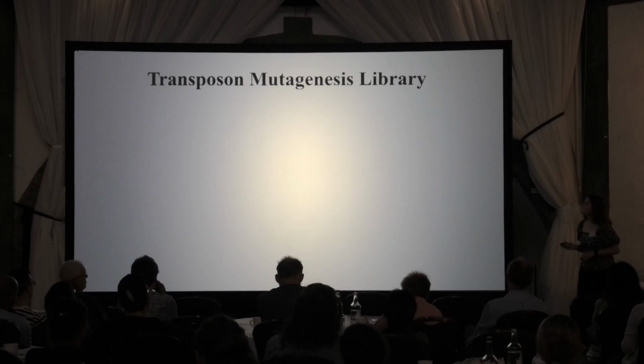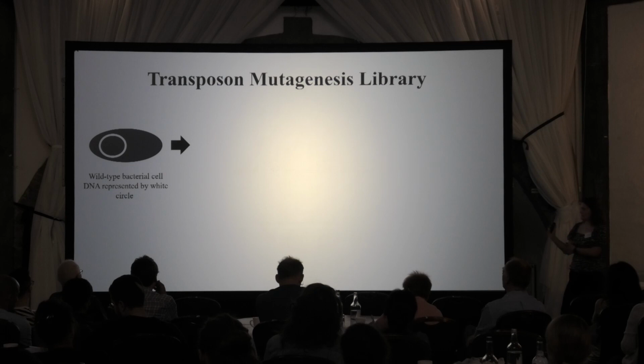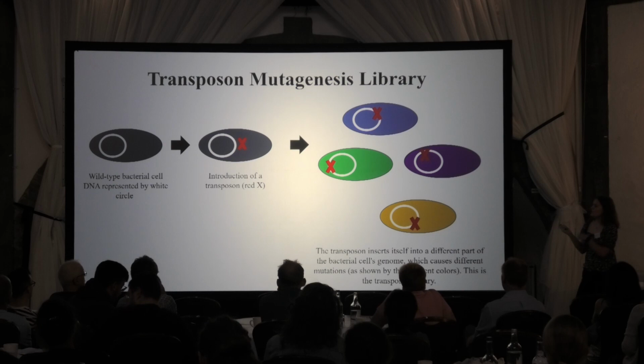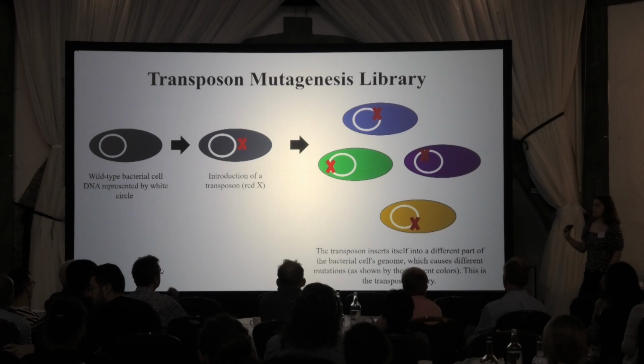We do this by taking a wild-type bacterial cell. We have the DNA, which is the white circle. We introduce a transposon, which is the red X. These are electrocompetent cells with the transposon. And then eventually you get a bunch of different mutants, represented by these different colors, as the transposon inserts itself into different parts of the bacterial cell's genome. And this creates the library.